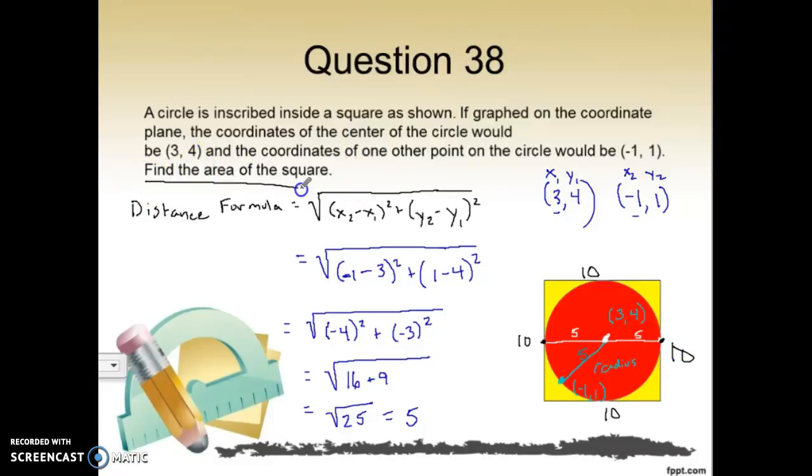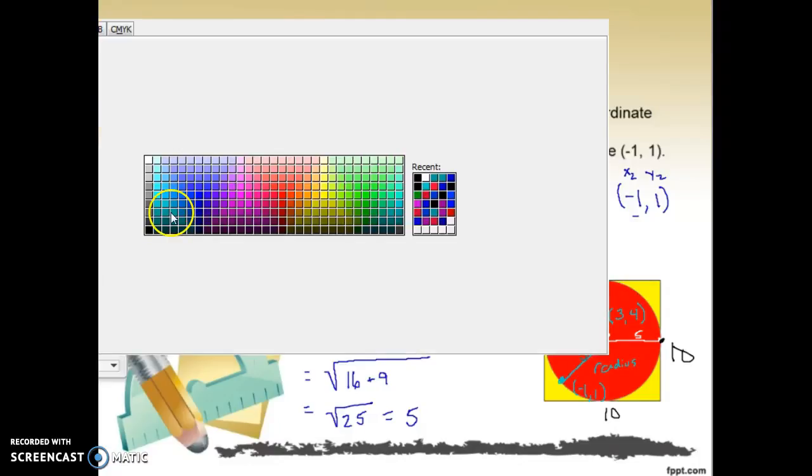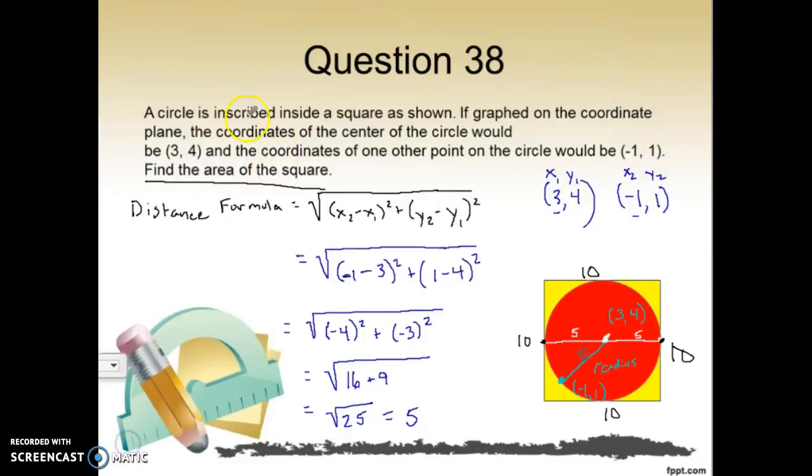Now we can find the area of the square. To find the area of a square, I multiply the length times the width, or a side times a side. We'll say length times width just to keep it consistent, equals the area. So 10 times 10 equals the area of that square. 10 times 10 is 100. So the area of that square is 100 units. I used the radius to determine the diameter, then I used the diameter to determine the length of the sides.